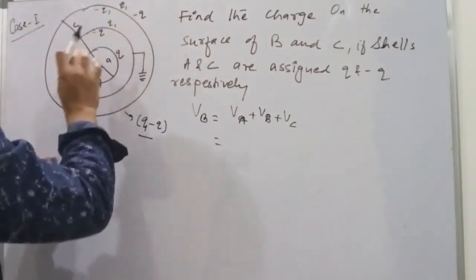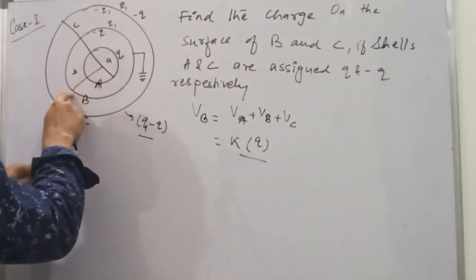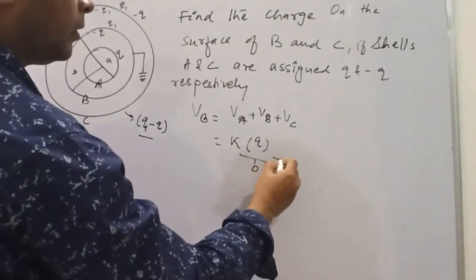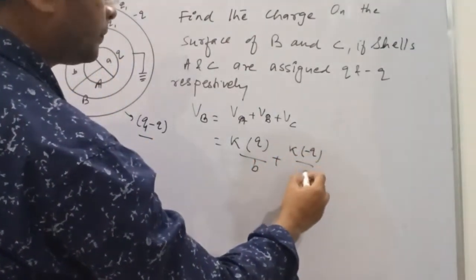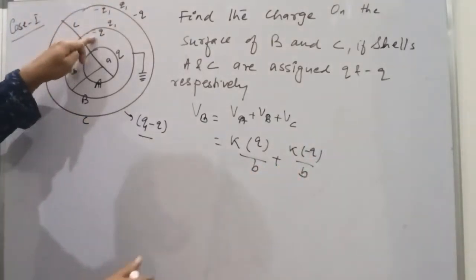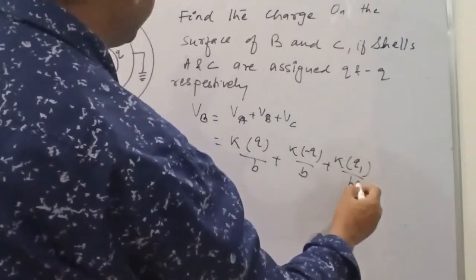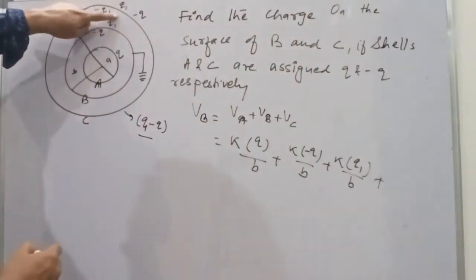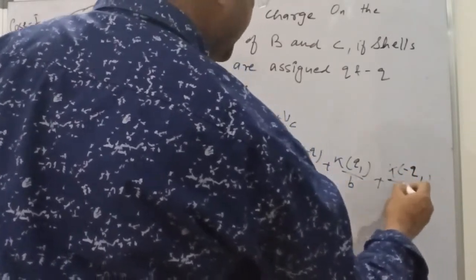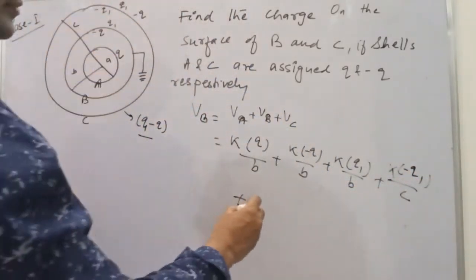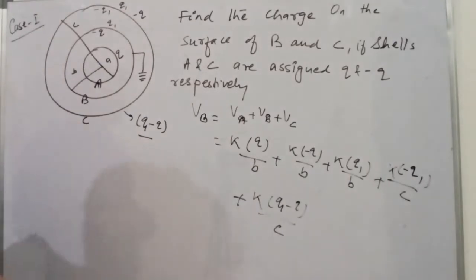Due to this entire surface A, the potential at B we can write as K Q upon the distance from the center, that is B. Now the potential due to B itself: K into minus Q upon B, due to the inner surface, and due to the outer surface K Q1 by B. Due to the inner surface of C, K into minus Q1 upon C. Due to the outer surface of C, K into Q1 minus Q upon C. This is the total potential at B.